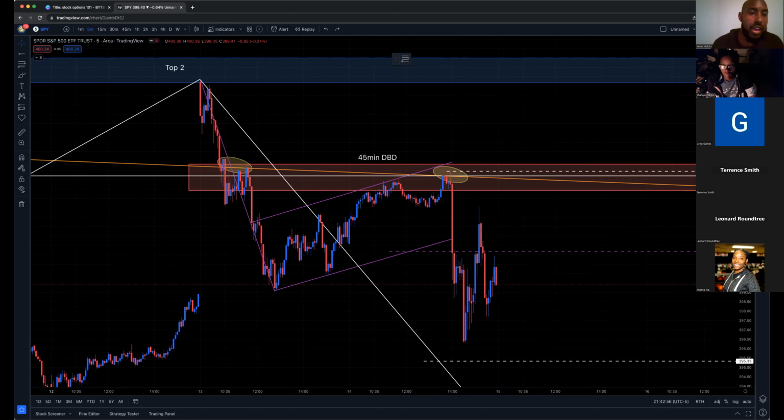You can also set an alert on your phone, and with that alert, it'll let you know, hey, it hit this price. It'll send a notification to your phone.